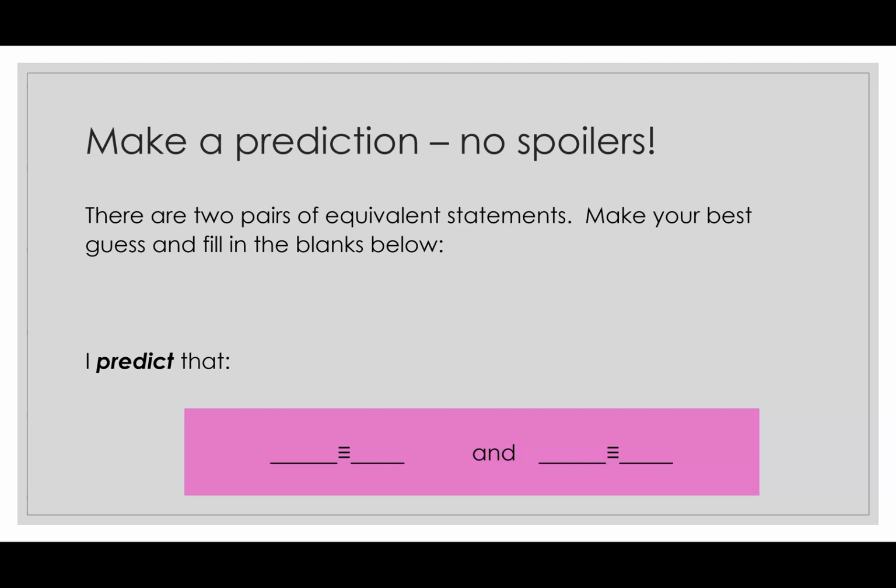So there are two pairs of equivalent statements here. Make your best guess. Fill in the blank below. The first statement is if P then Q. The second statement is when I switch the order, if Q then P. Are those equivalent? The third is when I negate both P and Q. So if not P, then not Q.